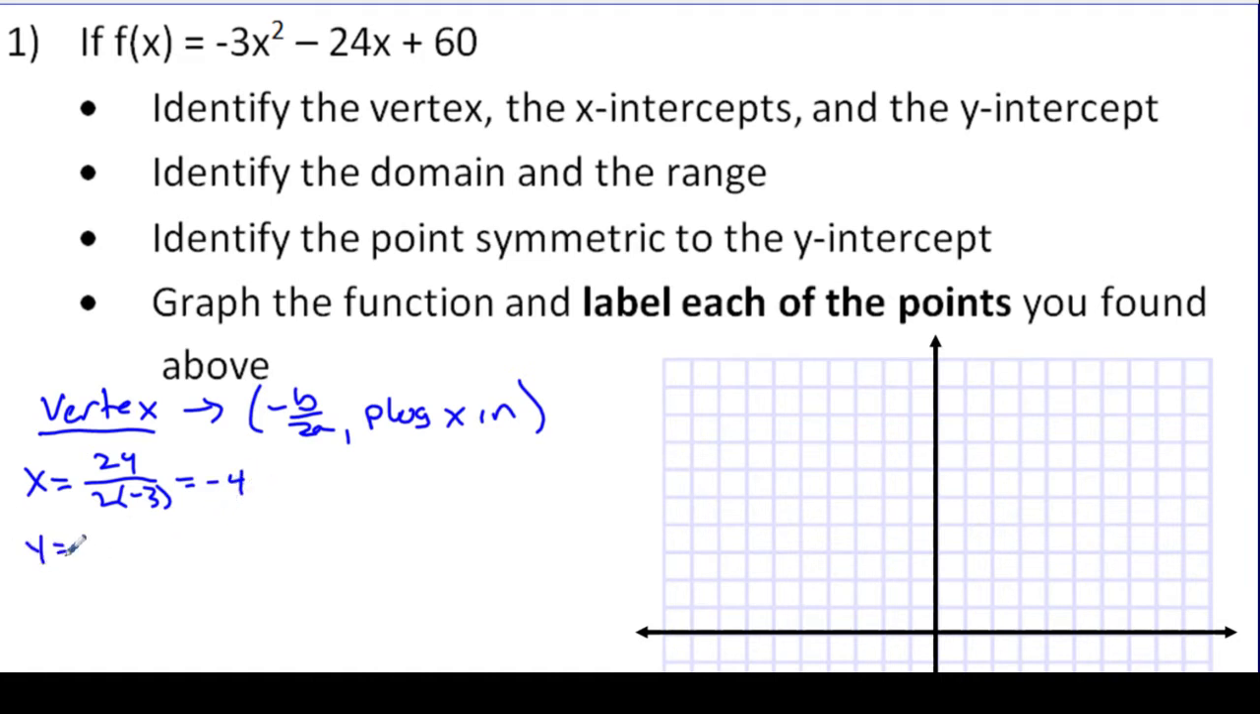Now I need to plug that back in to get y. So my y is equal to negative 3 times negative 4 squared minus 24 times negative 4 plus 60. Let's go to our calculator and do that.